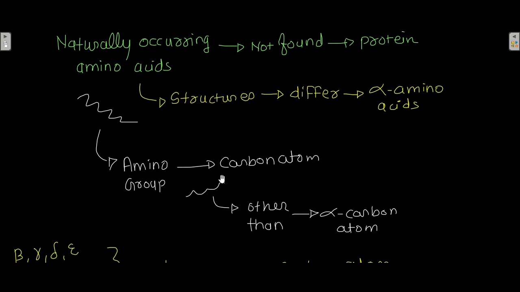It is bound to some other carbon atom, and that is how the structure of these naturally occurring amino acids is different from alpha amino acids. And the thing that should be noted here is that this kind of naturally occurring amino acid, whose structure is different from that of alpha amino acids, is not found in protein.